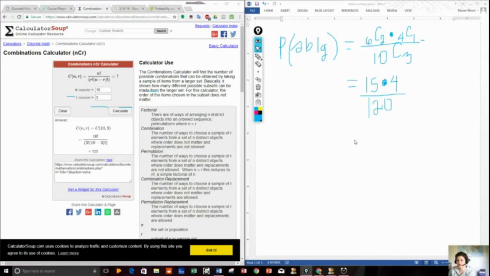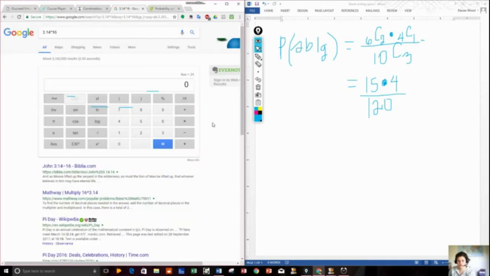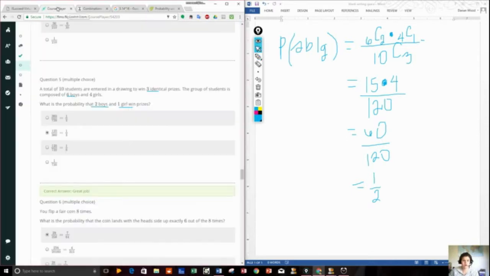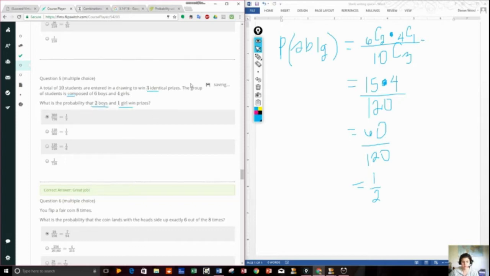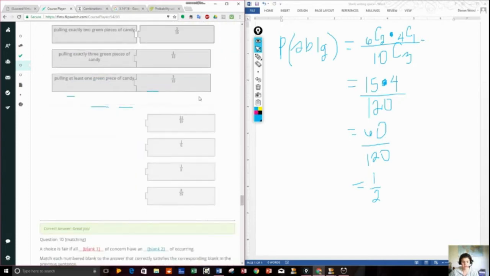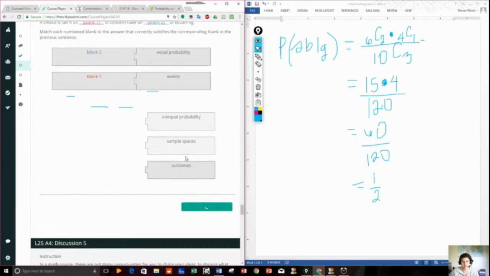Okay, so then what is 15 times 4? That's going to equal 60. So 60 out of 120, or that's 1/2. So we're looking for a 1/2, and I see 1/2 right there. So I'm going to select that and submit for grading.